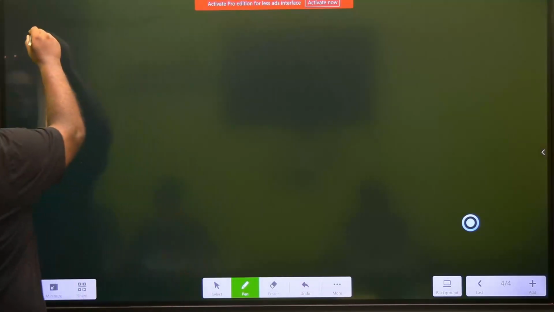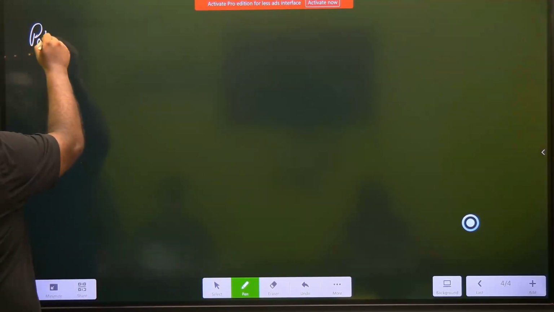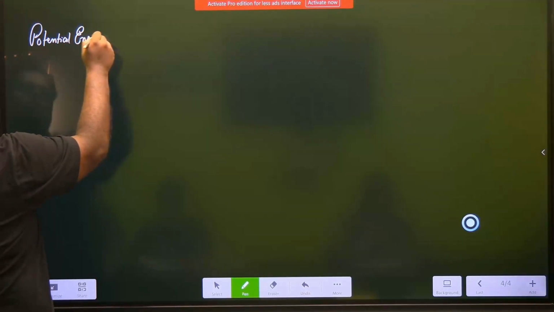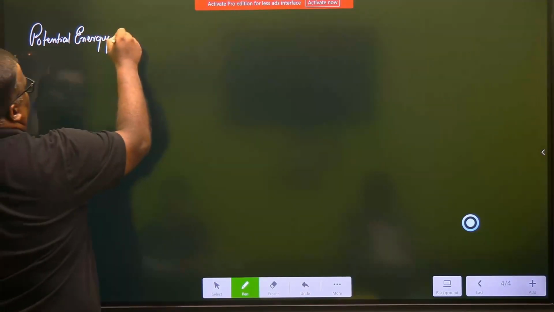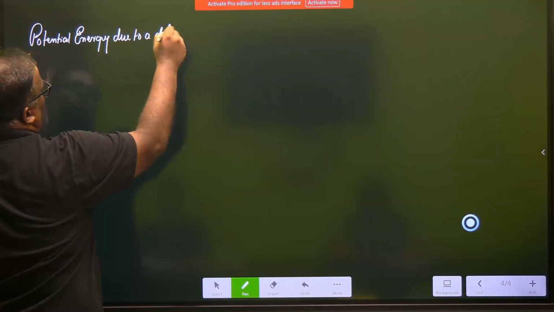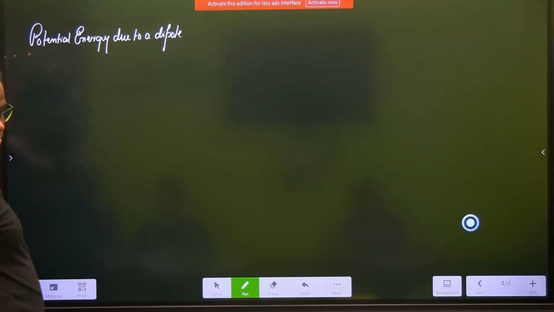Our topic for today is potential energy due to a dipole. This we have already done. Potential energy due to a dipole we have done.